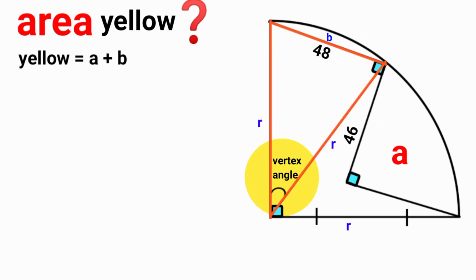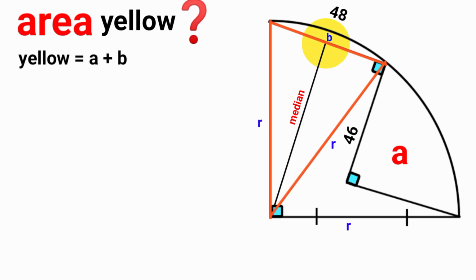This is its vertex angle. So we draw its median from the vertex angle. The median of an isosceles triangle, if drawn from the vertex angle, will bisect the opposite side at a right angle. So this side is bisected and this angle is a right angle. Since its whole length is 48 units, this segment and this segment will be half of 48 each, which is 24.